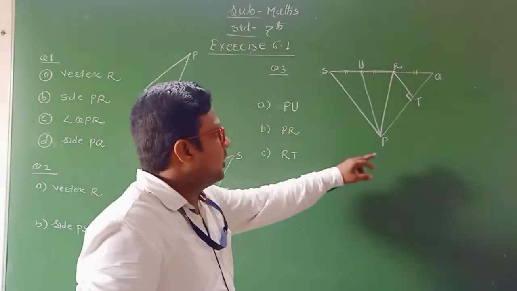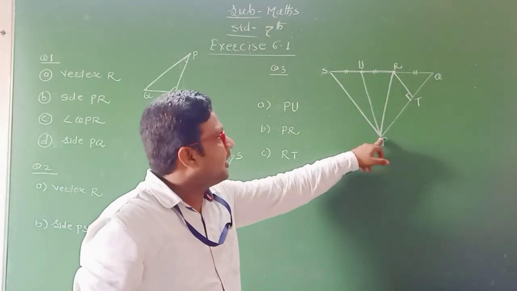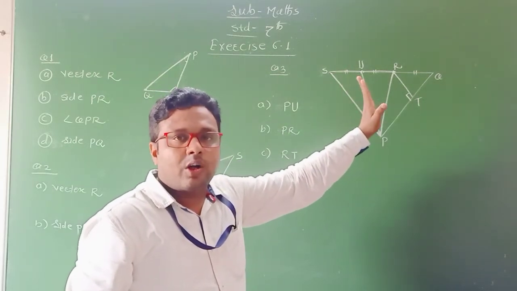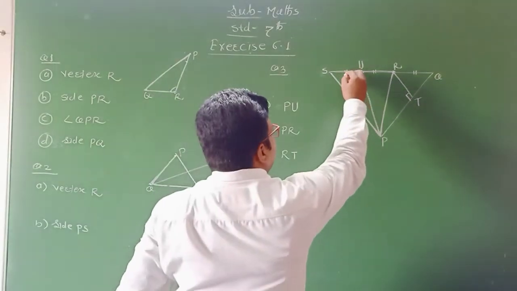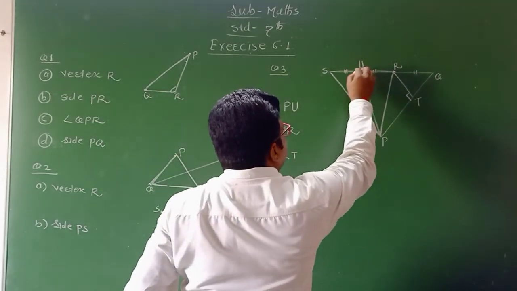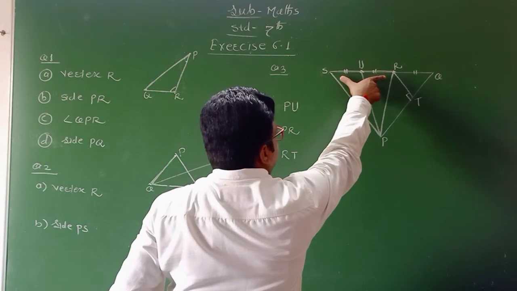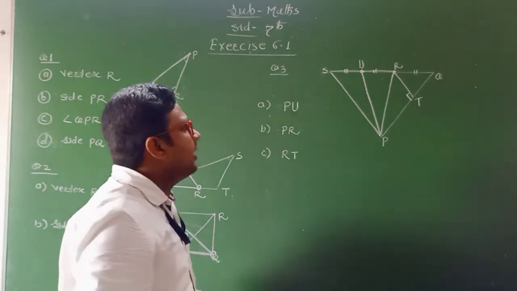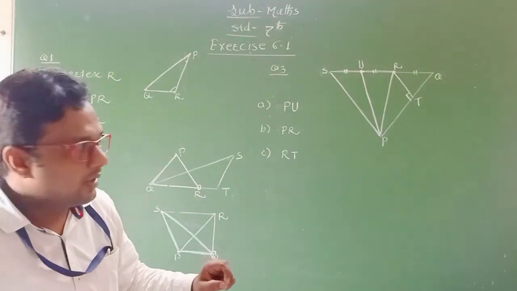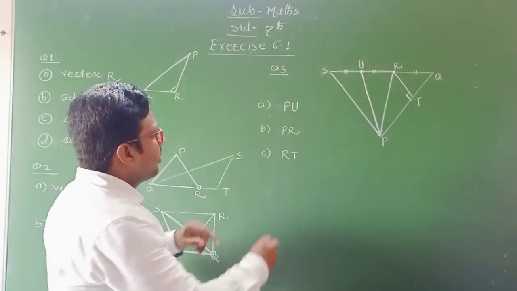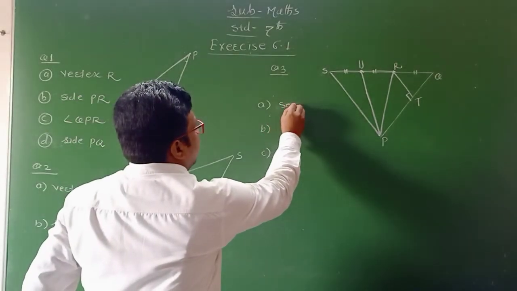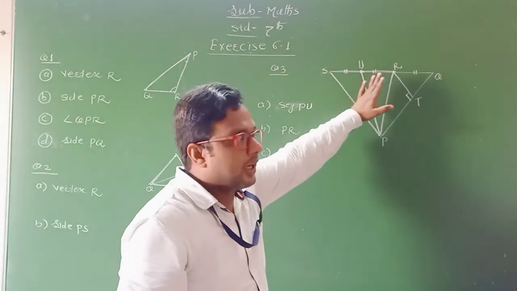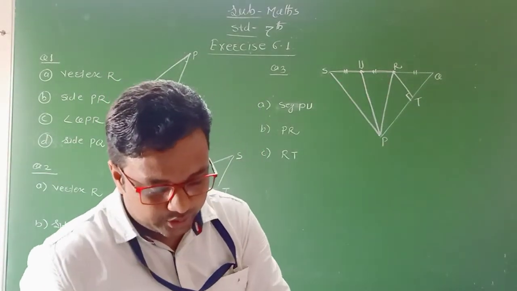We know what the median is: the segment joining the vertex of the triangle to the midpoint of its opposite side. Then that line segment is called the median. Now what is the median in this triangle? These are given equal. It means U is the midpoint of SR, right? And from vertex P, this line segment is the median of triangle PSR. Therefore here I write PU, or segment PU, is the median of the triangle PSR. This is the answer for the first question.